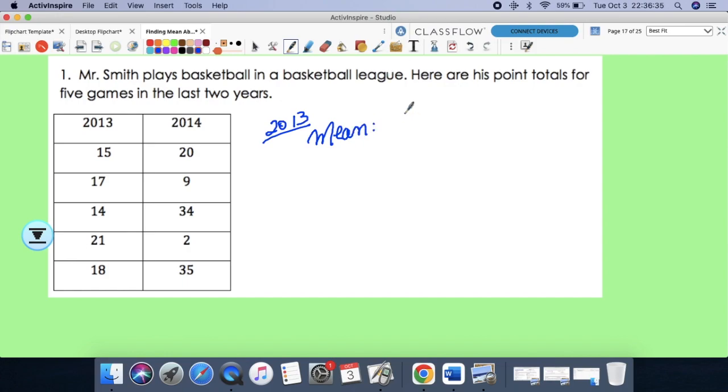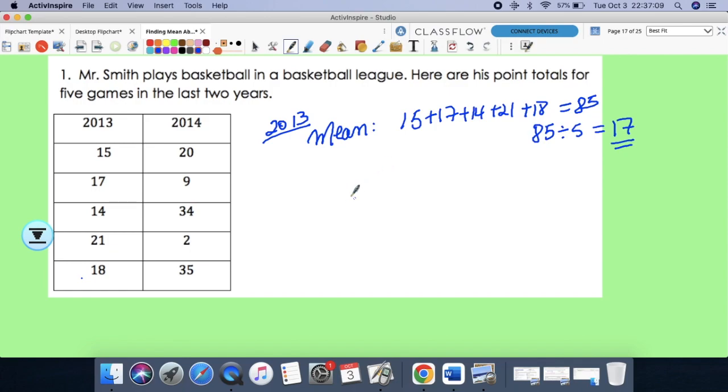So we're going to do 15 plus 17 plus 14 plus 21 plus 18. We get 85. And then we have 1, 2, 3, 4, 5. So we're going to take 85 divided by 5, and that equals 17.